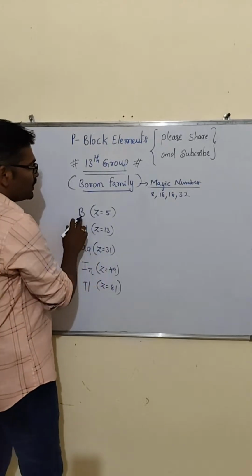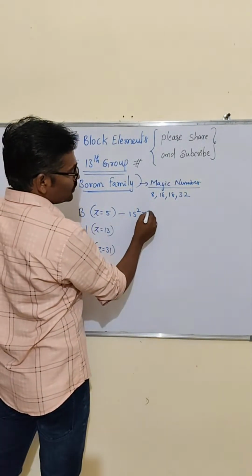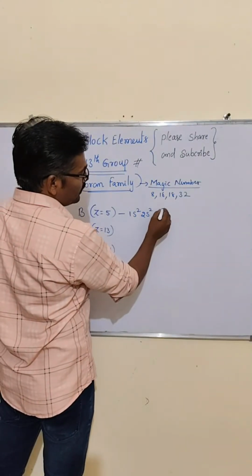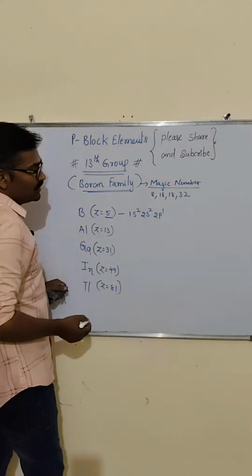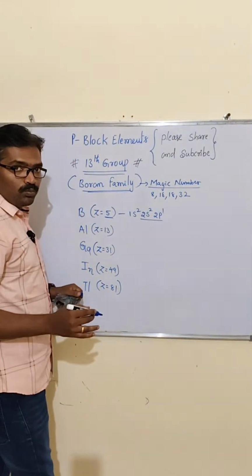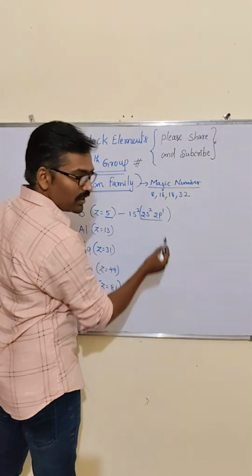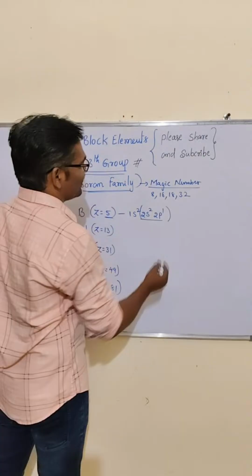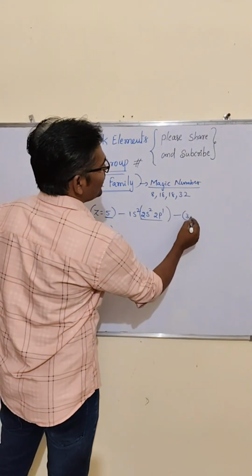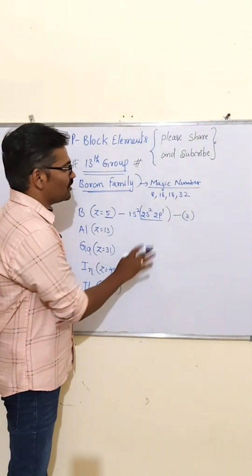The electronic configuration of boron is 1s2, 2s2, 2p1. So 5 electrons are present in it. In the valence shell, 2s2 2p1, that is 2 plus 1. How many electrons are there? 3 electrons. So in the 13th group, only 3 electrons are there in the valence shell.